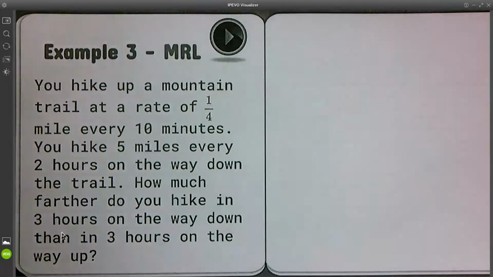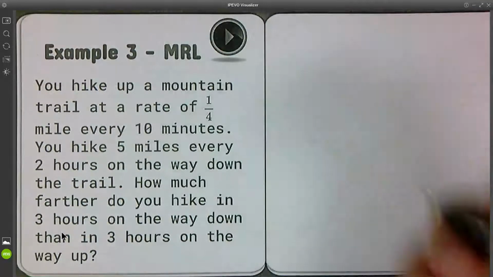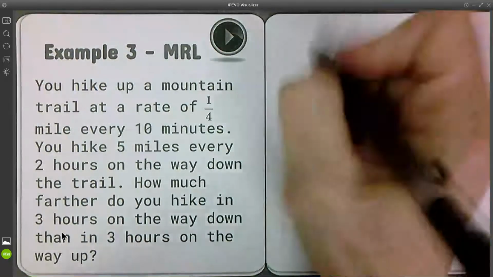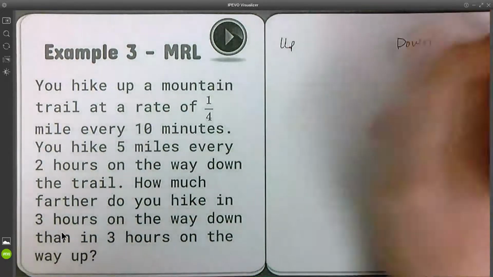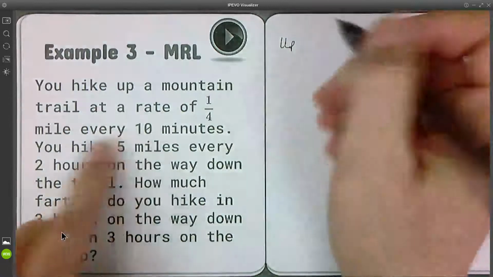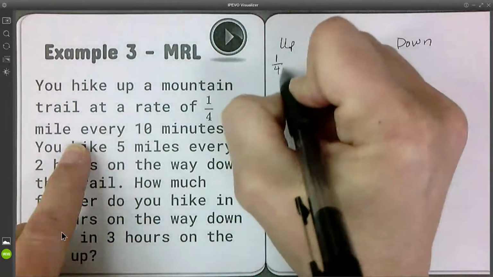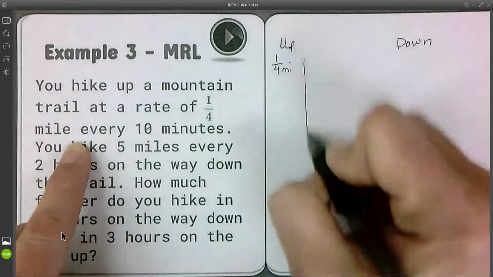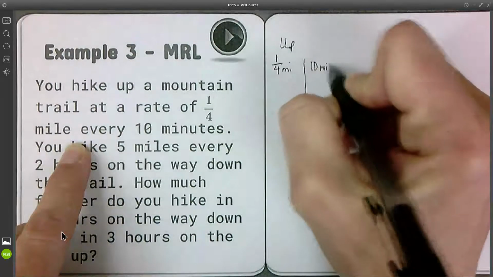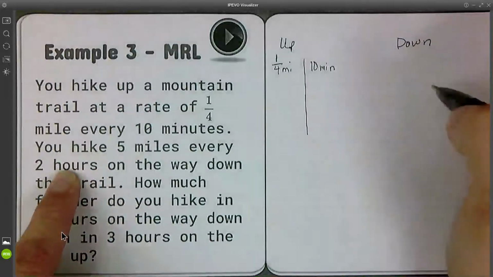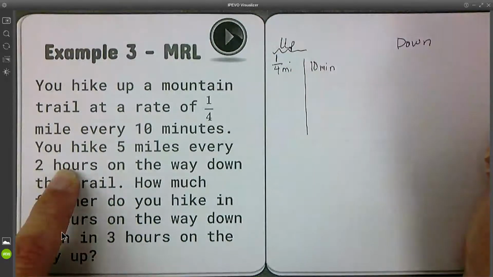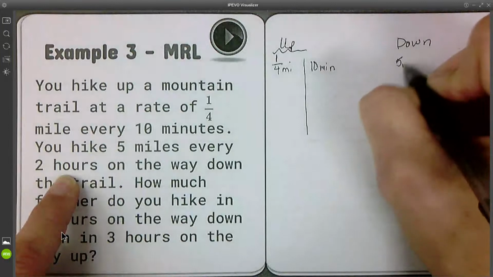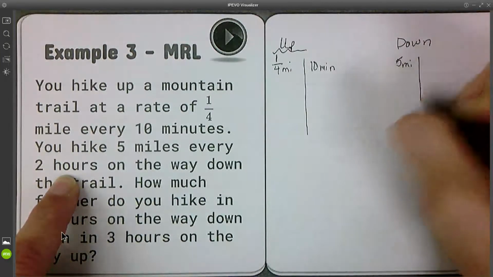So to do that, we're going to make, again, a ratio table, but this time we're going to separate them into up and down. So going up and going down. Okay, so going up, we know that we cover 1/4 of a mile for every 10 minutes. And then going down, I'm just setting them up, but I'll come back, setting up the ratio tables. First, we cover 5 miles for 2 hours.